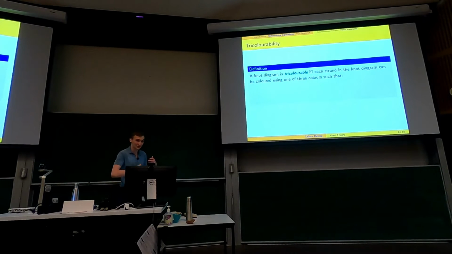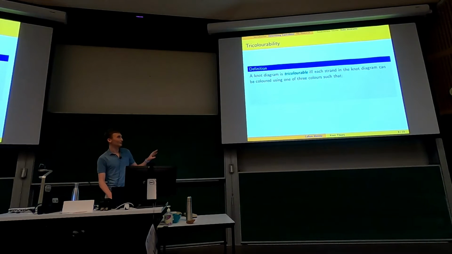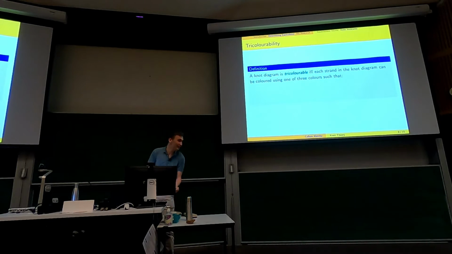Now, let's actually do an invariant. We're going to look at something called tricolorability. Tricolorability will turn out to be a knot invariant, but it might not be obvious at the start. So a knot diagram is tricolorable if you can take each of the strands. So I'll grab a knot here.